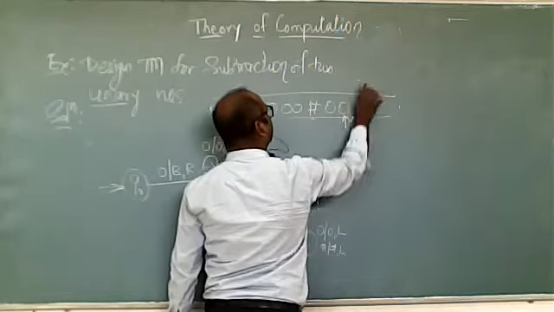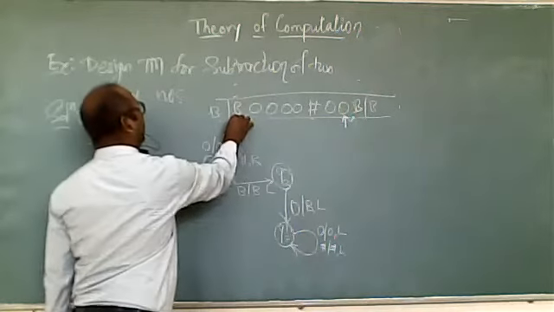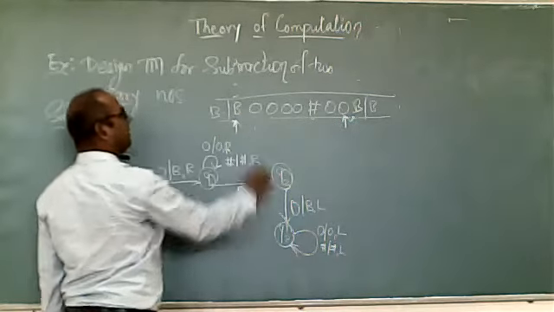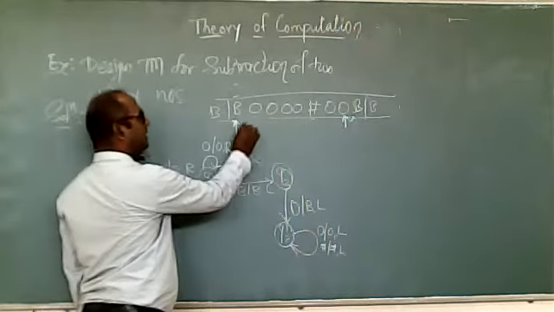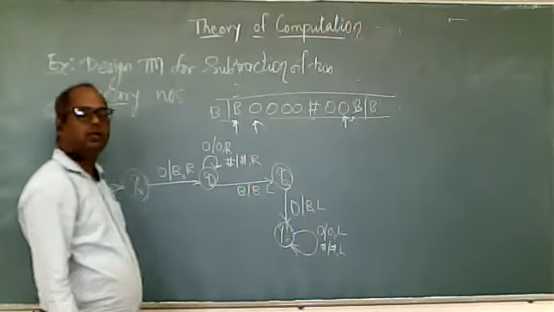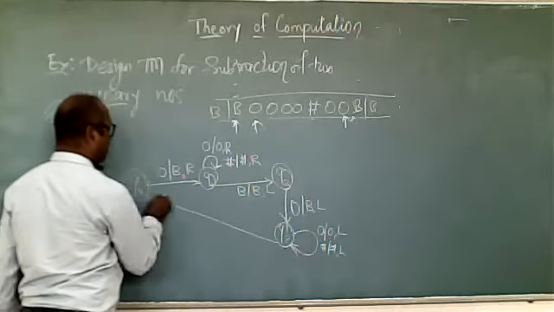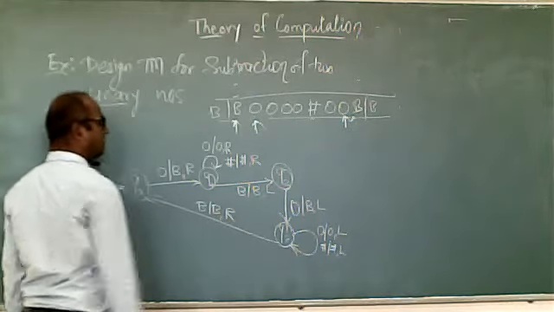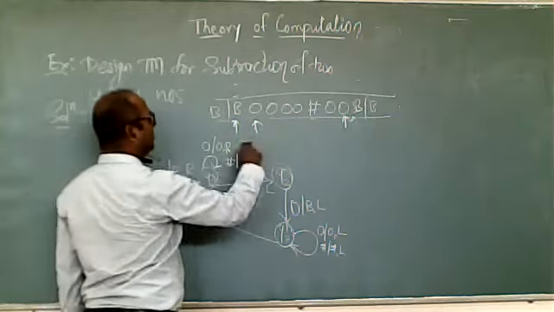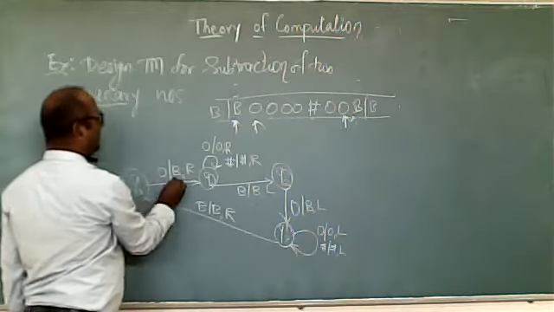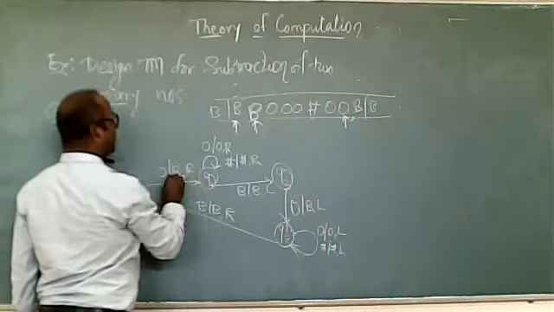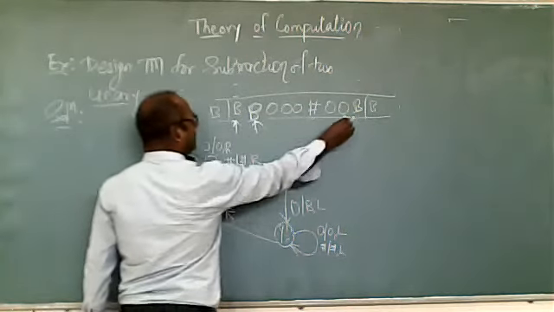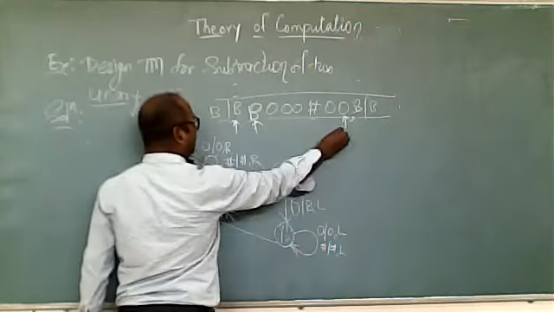The head is at this blank. So what we have to do? Keep this blank as it is and change the direction to right, and repeat the same process. Again 0, we'll make it blank. This 0 blank, right. Skip 0, everything. So at the rightmost blank, change the direction to left.